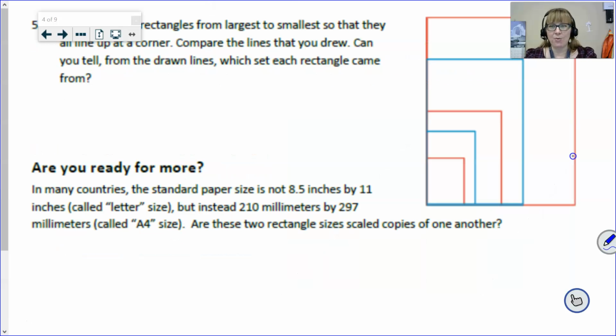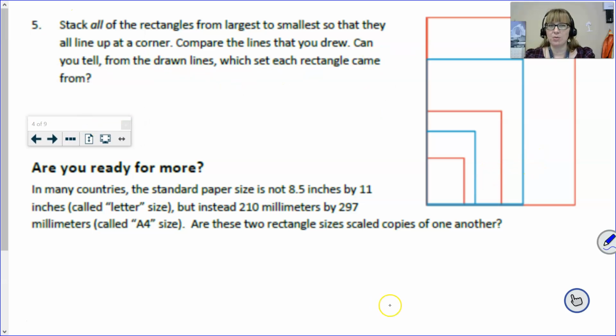What happens now when we stack all of those rectangles from the smallest to the largest? Will we still see all of those vertices lining up? I can try, but I can see I'm going from that vertex to this vertex. That looks very nice.